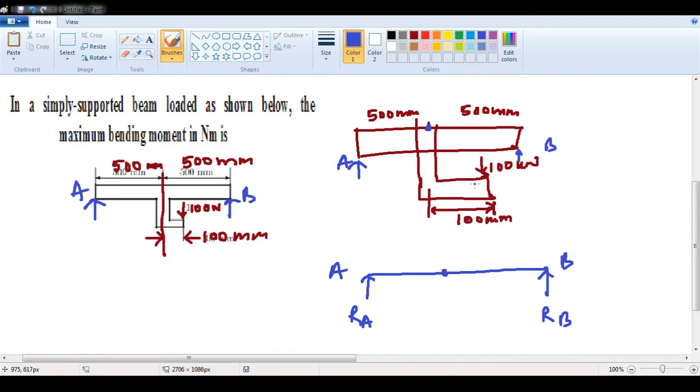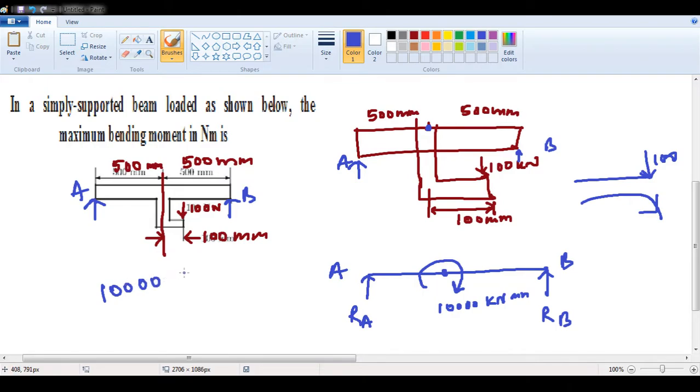Here, if you see this 100 into 100, how is it acting? This is the beam, and 100 is acting like this, so the beam will sag. When the beam sags, this will be in the clockwise direction. So here, the moment will be 100 into 100, that is 100 Newton into 100 mm.